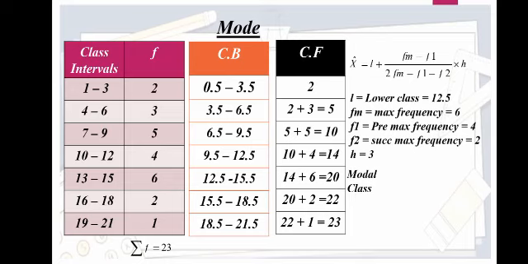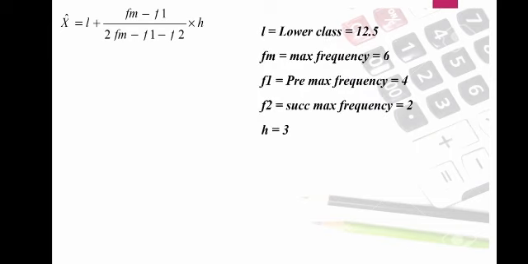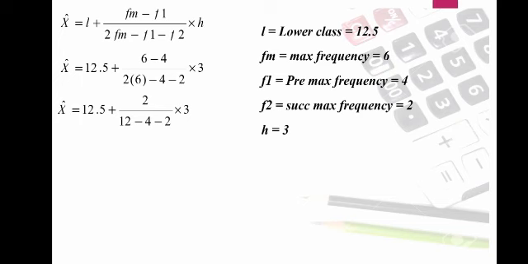Now replacing the values in the equation, x-hat is equal to L plus (Fm minus F1) over (2Fm minus F1 minus F2) multiplied by H. L was 12.5, Fm was 6, F1 is 4, F2 is 2, and H is equal to 3. Now replacing this, it becomes 12.5 plus (6 minus 4) over (2 into 6 minus 4 minus 2) multiplied by 3. So 6 minus 4 is 2, and 12 minus 4 minus 2 is equal to 6.